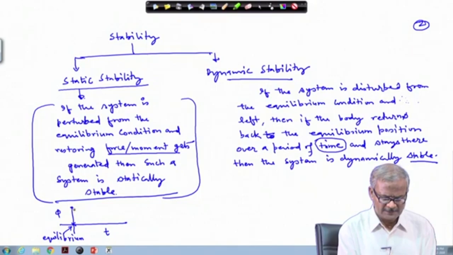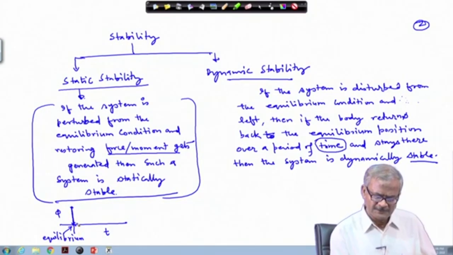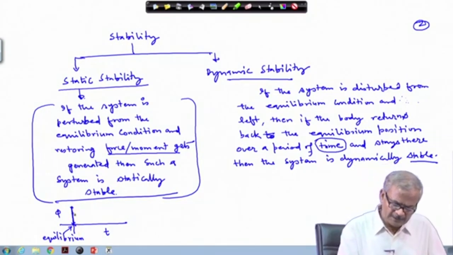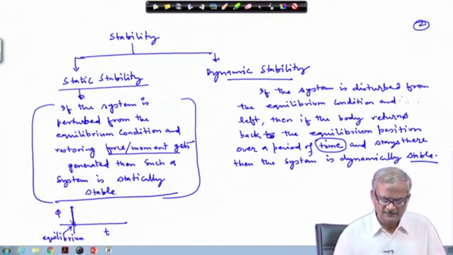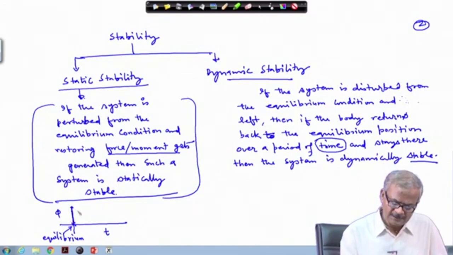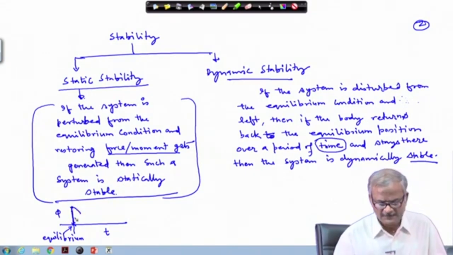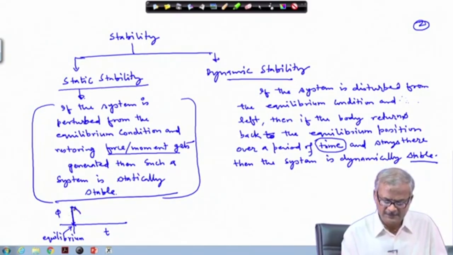So, as you disturb it and leave it here in this place, if there is restoring torque, the system will have a tendency to move toward this direction initially. So that we will call statically stable. Like here, say, if this has a tendency to move toward this direction, this is statically stable, but there is no movement.